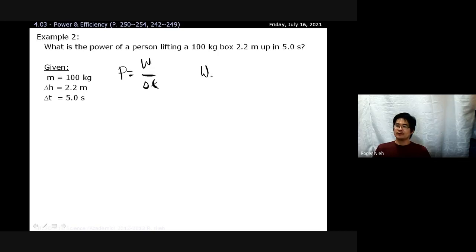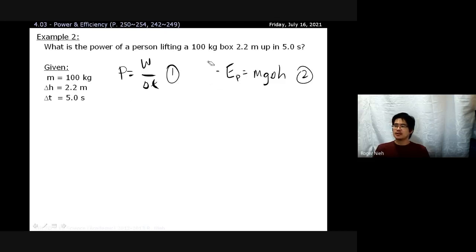Work in lifting something up gravitationally, at the end of the day, will be potential energy when you lift it up gravitationally. So W_G, work in lifting something up against gravity, will be equivalent to mg delta h, that we covered 2 lessons ago. So you have equation 1, and then you have equation number 2.